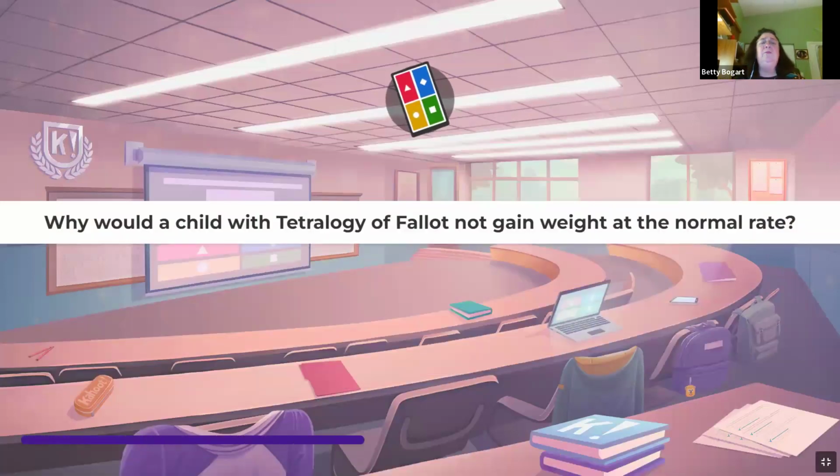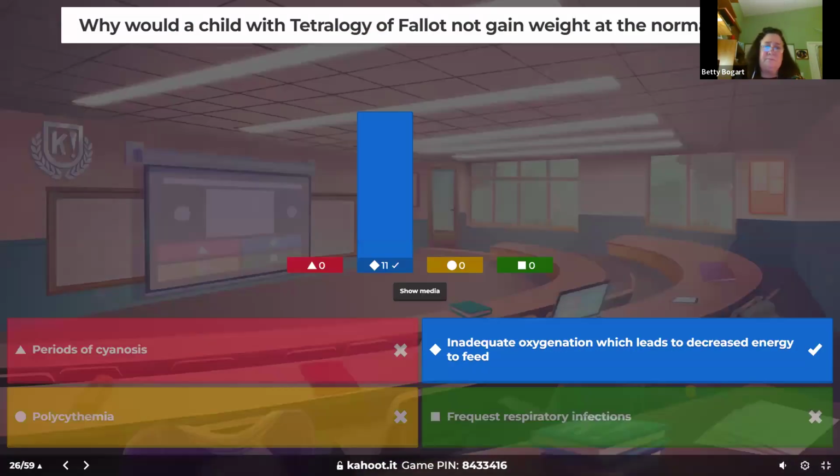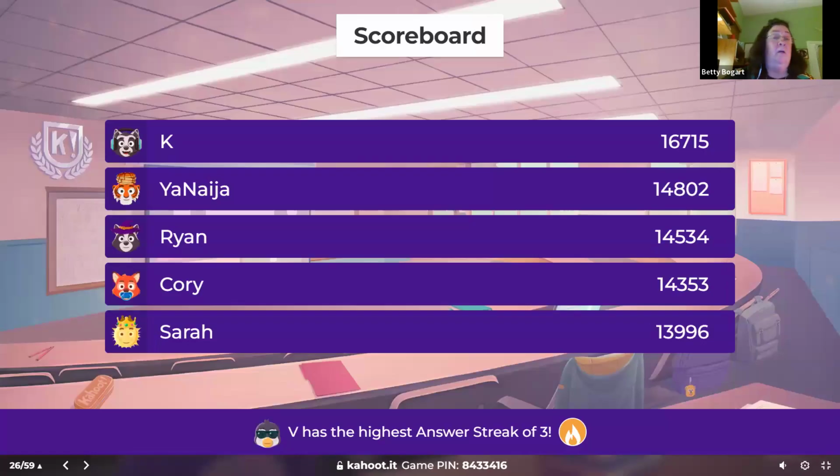Why would a child with tetralogy of Fallot not gain weight at the normal rate? This is one of your key nursing diagnoses for this condition. They don't have oxygen and they have no energy to eat.